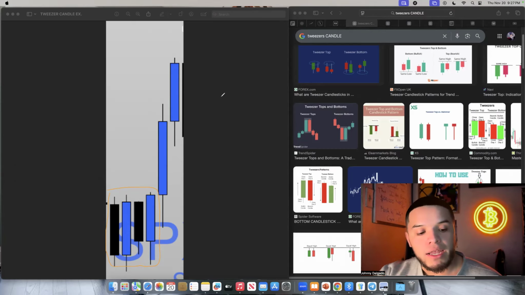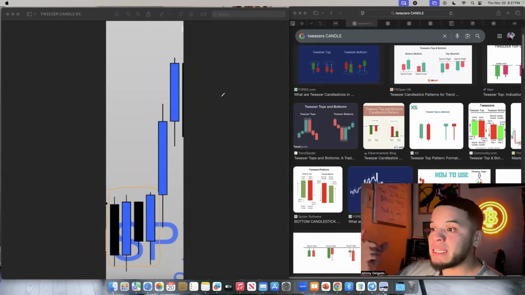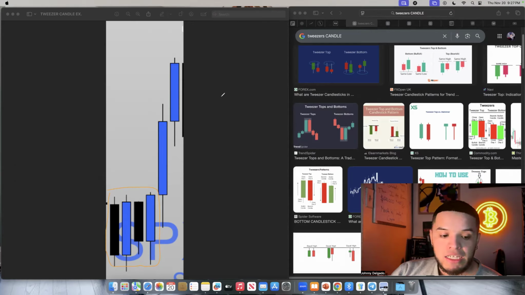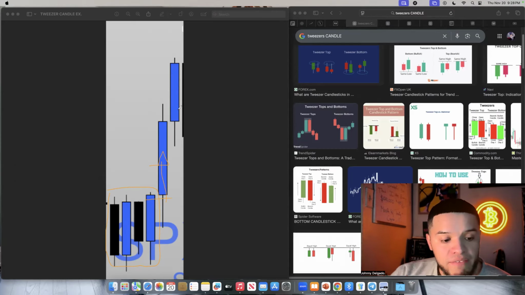Like I mentioned, we have two: the top and the bottom. The tweezer bottom is usually an indication of bullish activity, and the tweezer top is an indication of bearish activity. It's created off of two or more candles that are identical in size, in wicks, and so on. As you can see here, same candle, same candle, same candle, same candle, and then boom, here we have that break of market structure and that change of trend. If spotted at the top of an uptrend or at the bottom of a downtrend, you need to act accordingly to that pattern.